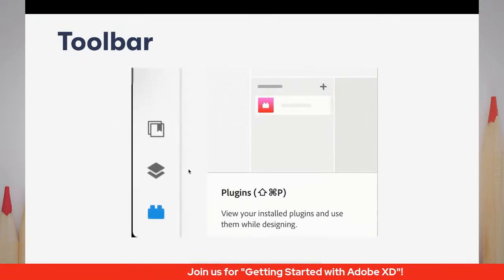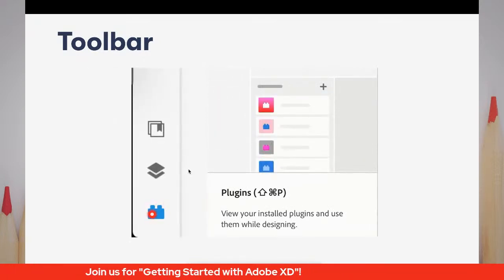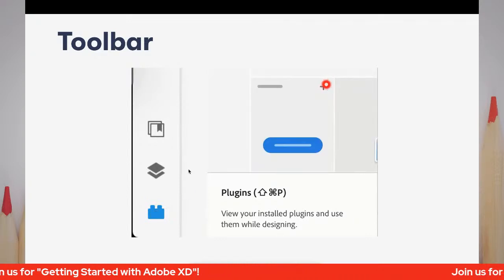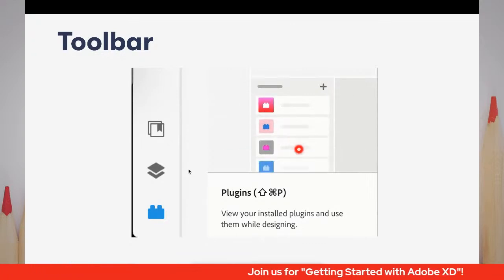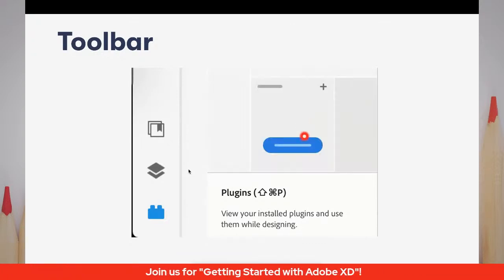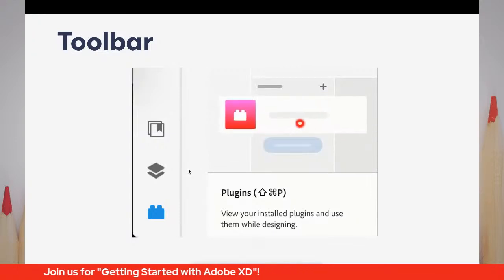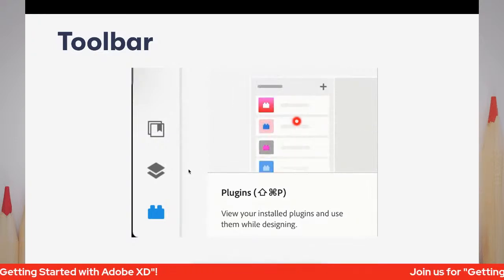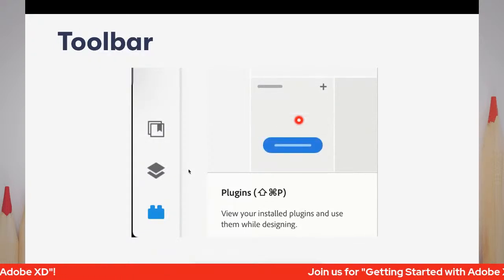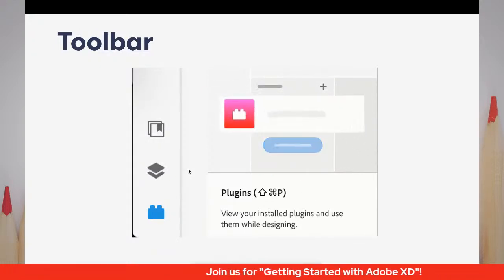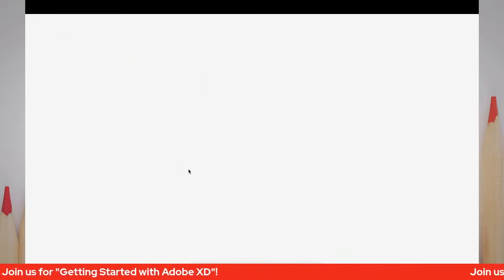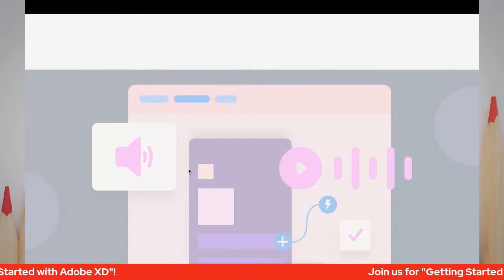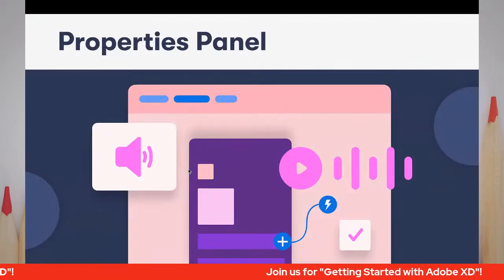Next is plugins. When you press on the plugin panel, you can add plugins that can help you with your design. Adobe XD has a lot of plugins that will help you create your design faster, like content generator, image generator, or icon generator. They have that. And the next is the properties panel. So I will show you what it looks like on XD.